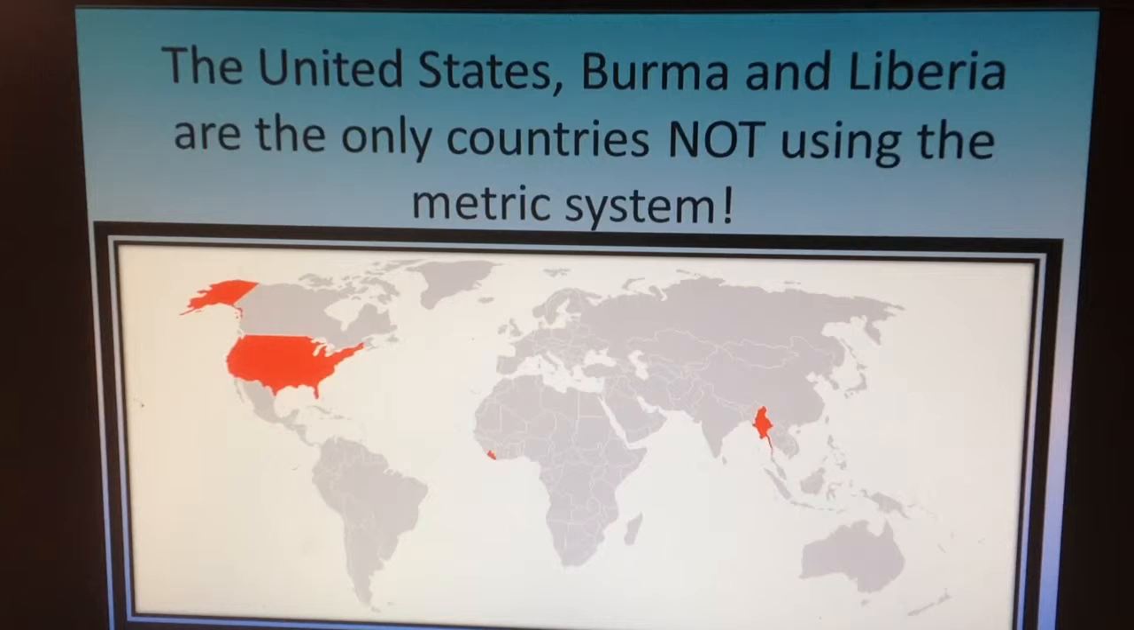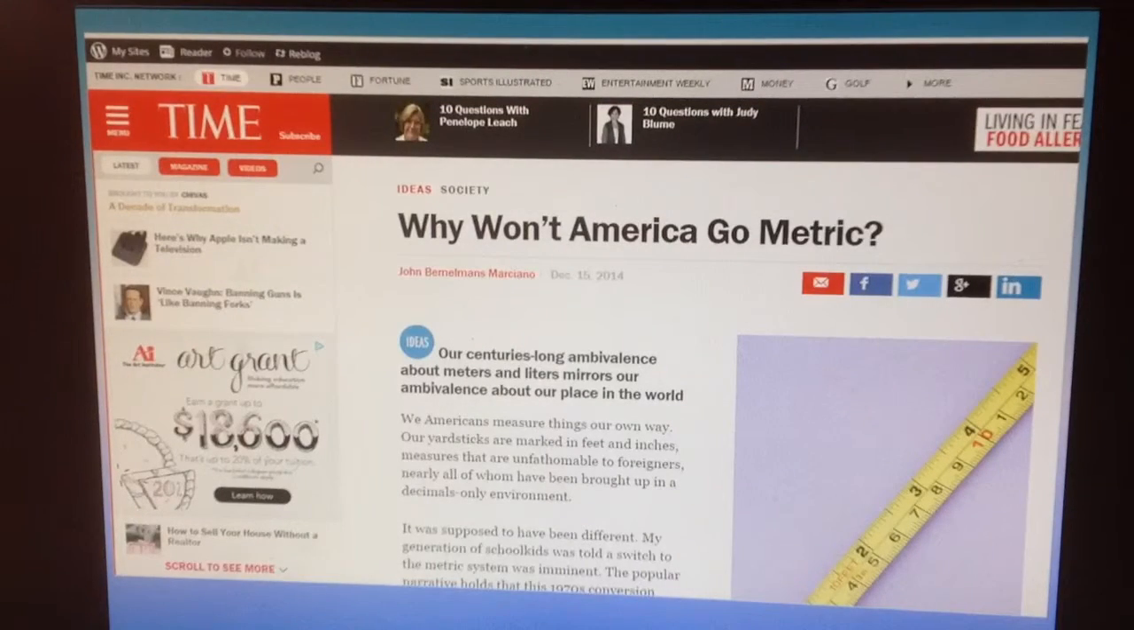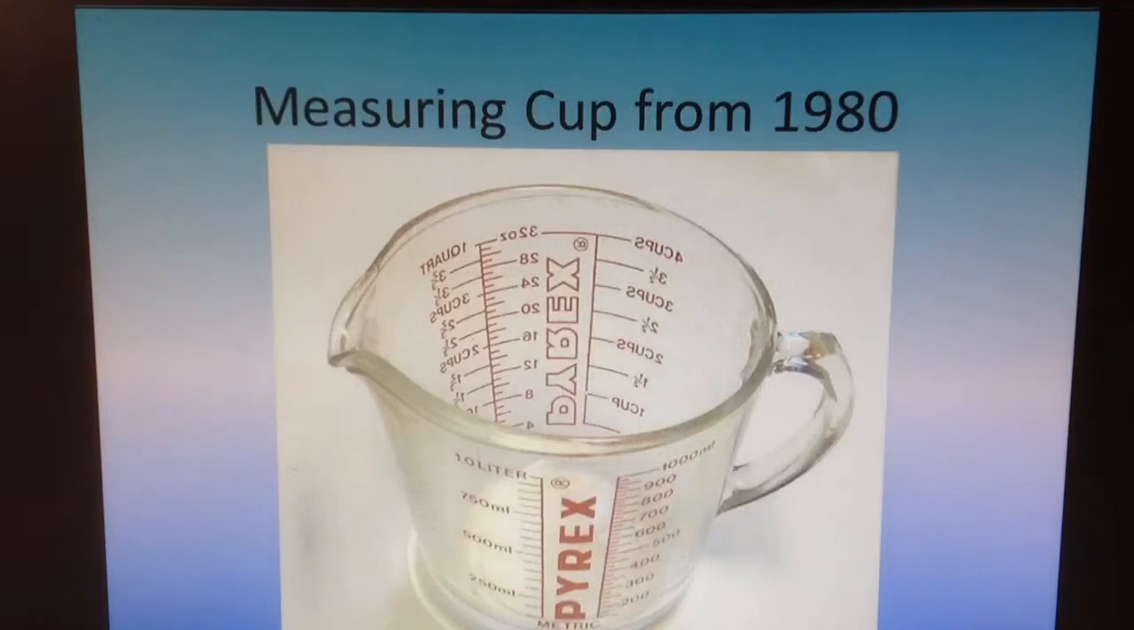We talked a lot about the history of the metric system today. We even watched a video about it, and we pointed out that we're one of only 3 countries in the world not using the metric system. We talked about why we don't change to the metric system.